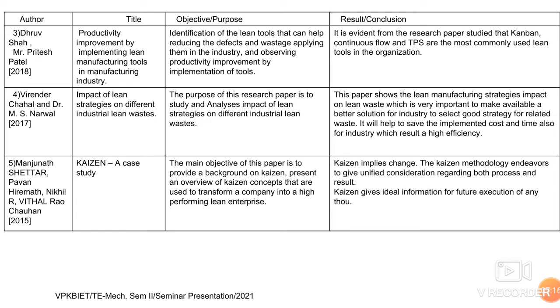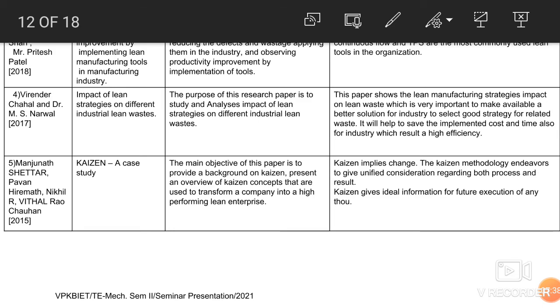And the last research paper is Kaizen, a case study. Kaizen means continuous improvement, so Kaizen implies change. The Kaizen methodology endeavors to give unified consideration regarding both processes and results. Kaizen gives ideal information for future execution of anything.